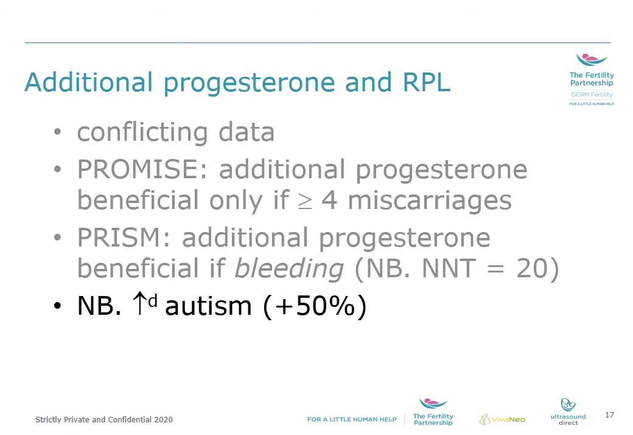And progesterone has its potential downsides. A large Israeli study showed that the incidence of autism amongst baby boys was increased by 50% in the mothers who took progesterone during pregnancy. Now you do have to put that in perspective, because the background incidence of autism is about 1%, 0.9%, and this went up to 1.5%. So it's not a high increase in risk, but nevertheless it's a real increase.